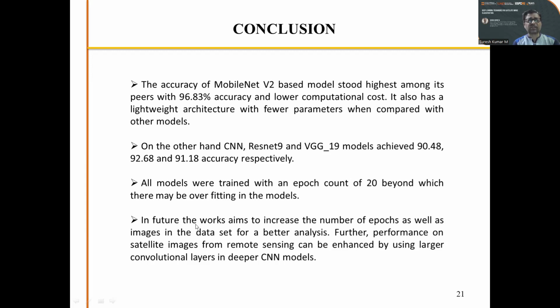In future directions, this work can increase the number of epochs. We can increase the number of images in the dataset, for example up to 20,000 or 50,000 images, for a better analysis of the images. Further, performance on the satellite images can be enhanced by using larger convolution layers in deeper CNN models. That means the number of convolution layers should be increased to enhance the performance of the deep learning models.